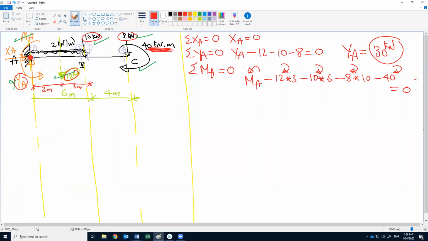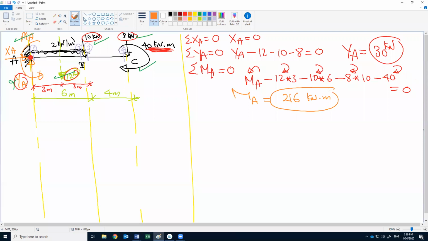I just put it for the moment because this sometimes confuses you. So you have to be careful when you are dealing with a moment. Moments are not multiplied by distance again. Okay, so now we find that MA will be 216 kilonewton meter.